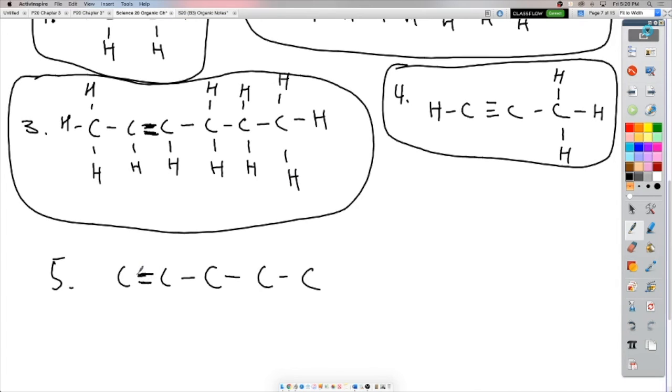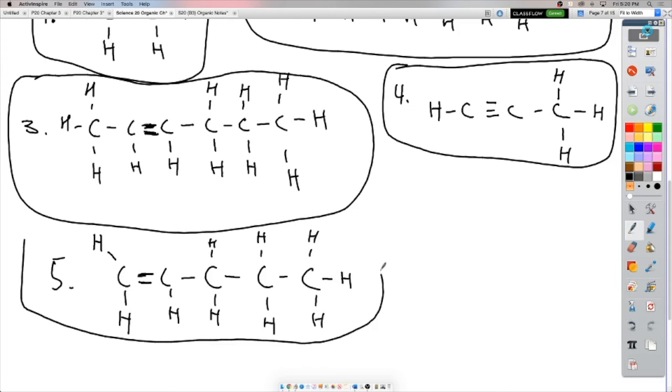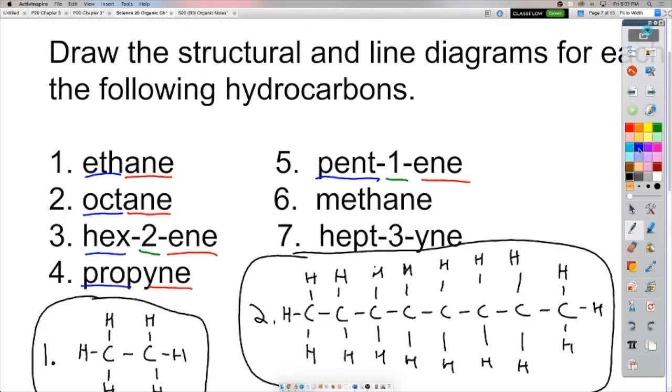Have we dealt with the pent? Check. Have we dealt with the 1-ene? Check. What's left to do? Fill in the hydrogens. This carbon's making 2 bonds, so it needs 3, 4 with some hydrogens. This guy has 3, so it just needs 1 hydrogen. And the rest get 1, 2, 3, 4. There we go. Pent-1-ene.